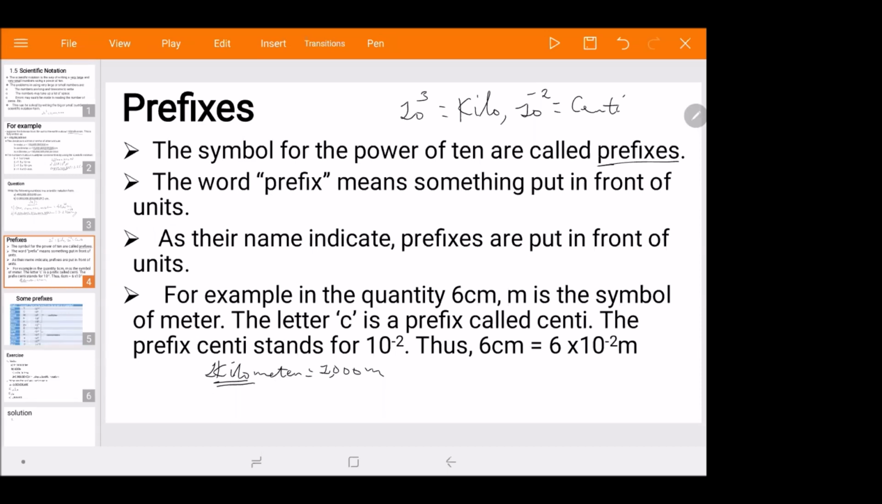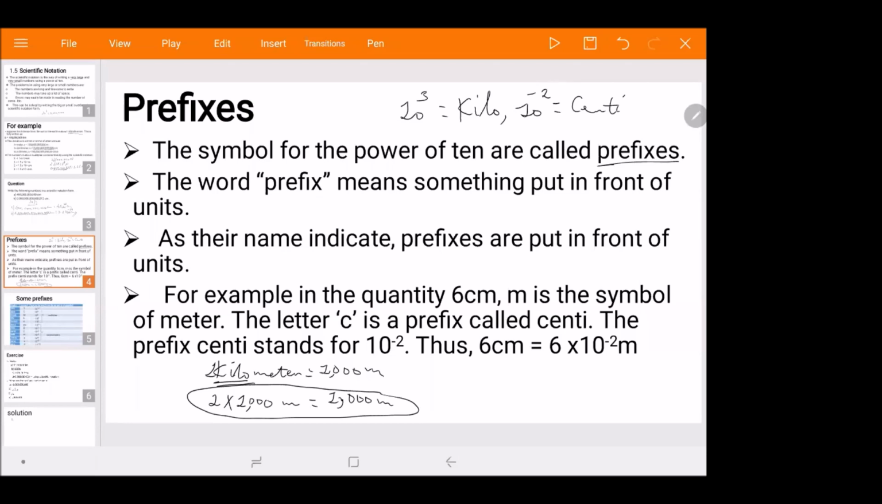For example, kilogram, decagram, milligram. They are put in front of units. Instead of kilo, you can insert 1 times 1,000. Kilo means 1,000. Meter is equal to meter, so 1,000 meters equals 1,000 meters. They are equal.